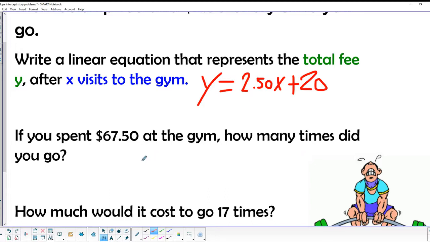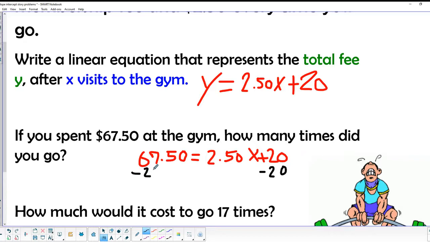This is another one of those like we saw on the last problem where we actually put $67.50 in the equation in the place of y, and we got 2.50x plus 20 for the rest of our equation. So let's go ahead and solve it. To solve it, we're going to subtract 20 from both sides.